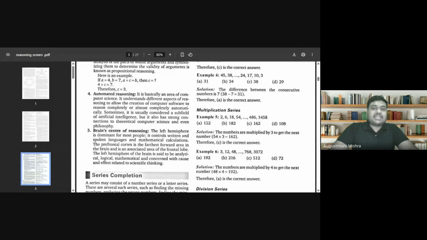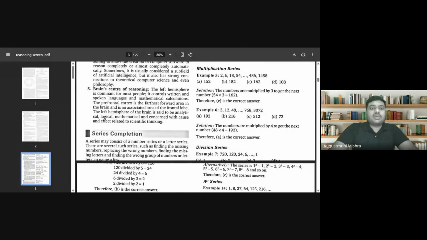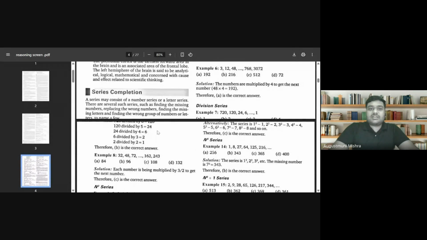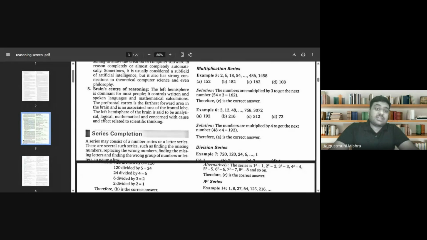Means basically this brain center of reasoning, that is the left hemisphere, which is responsible for the different work, like the analytical things, logical things, mathematical solutions and all. So you have to keep in mind which center or which part of the brain is important for the reasoning.